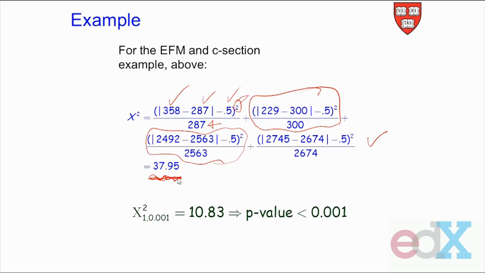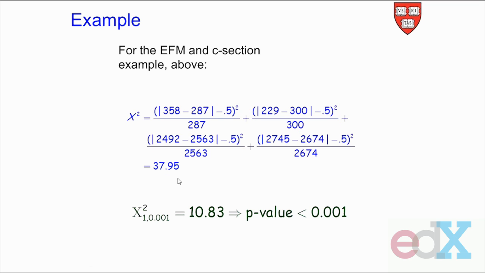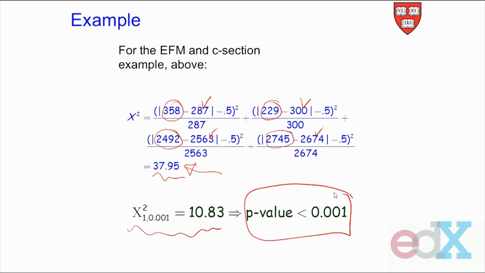So this 37.95 is an idea of how far the expecteds are from the observed. How far are the expecteds from the observed? And it turns out to be 37.95. It doesn't really mean anything, but we just compare this to the theoretical value, and in this case, if we were to look at a table, this is what we would get, and then the p-value is less than 0.001.